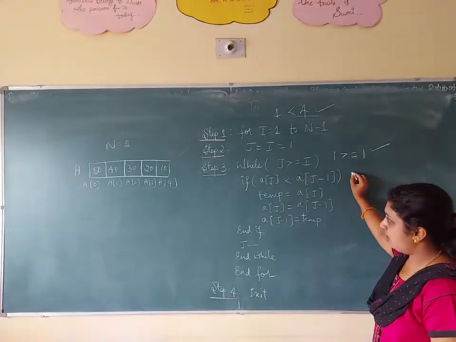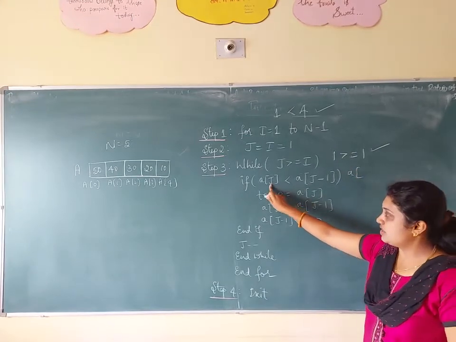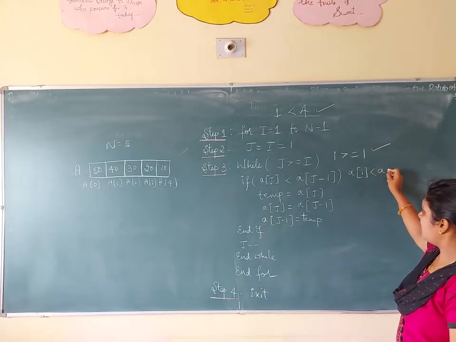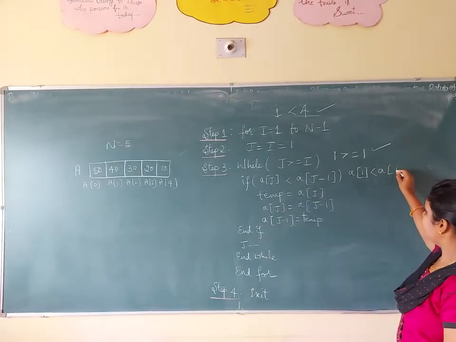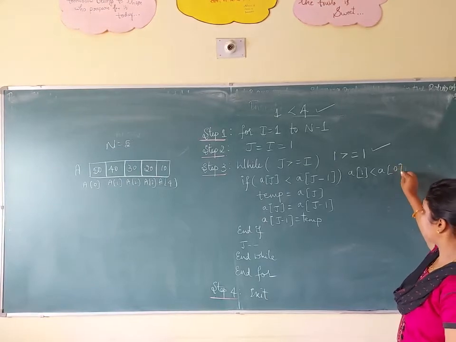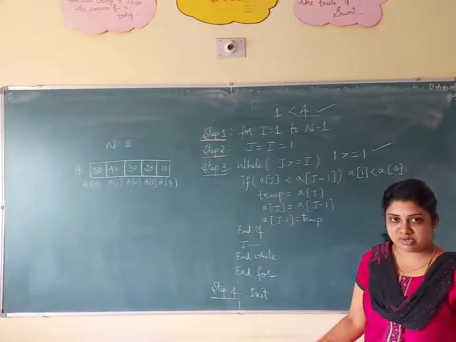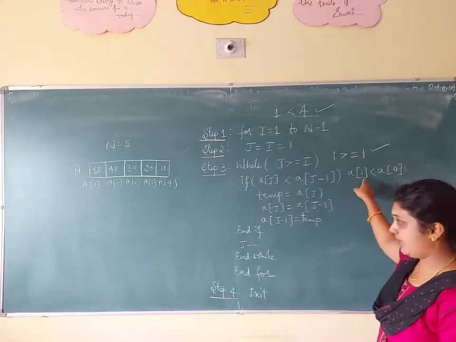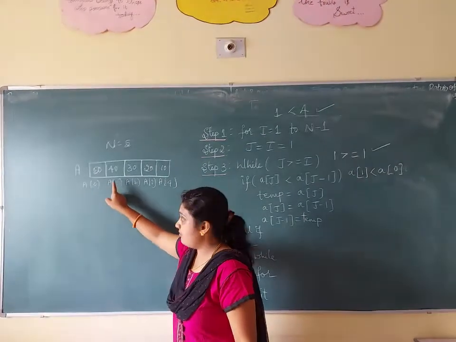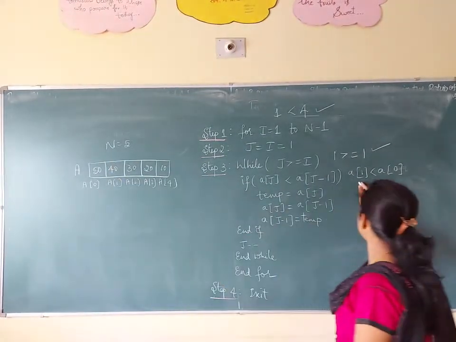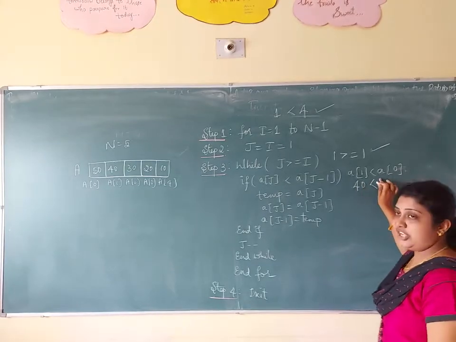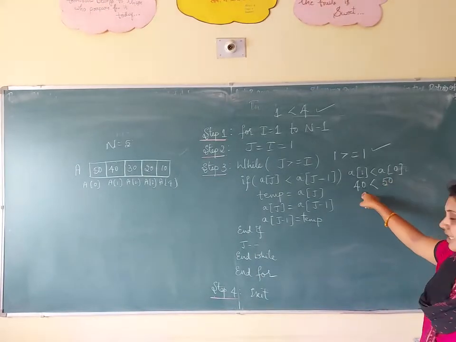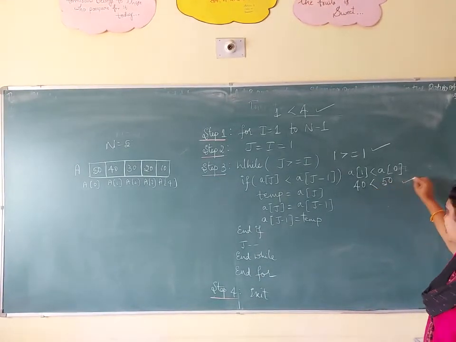If A of J, A of J means A of 1, is less than A of 1 minus 1. 1 minus 1 will get how much? 0. Okay, A of J value is 1, is less than A of J minus 1, that is 1 minus 1, you will get 0. In A of 1, we have an element 40. 40 is less than A of 0. A of 0, we are having what? 50. 40 is less than 50. Yes, the condition is true.